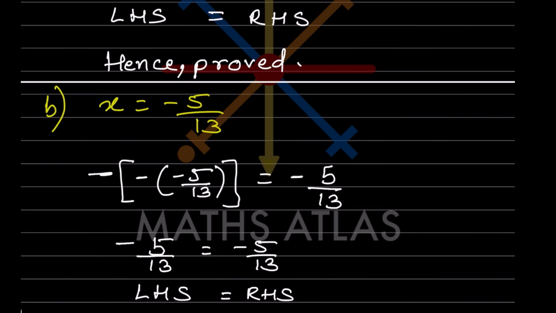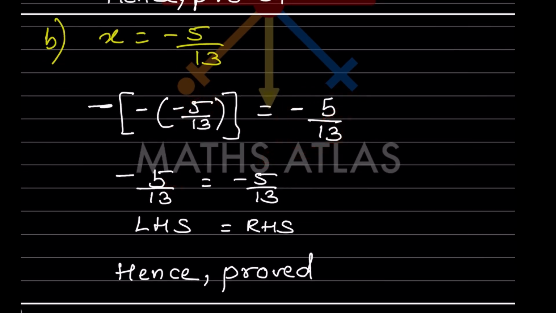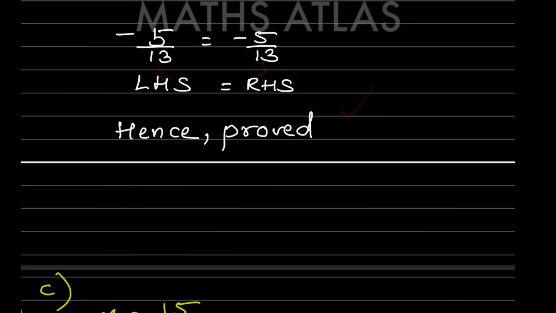Now look at here again, that is minus of minus x. So here minus, this is also minus, and x value is minus 5 by 13. And this is the left hand side and this is the right hand side. So when you solve this one, this again minus, and this is minus minus becomes plus, and this is minus. So plus minus is going to be minus 5 by 13, and this is the same. So what we can say, both sides, the LHS is equal to RHS, hence proved.